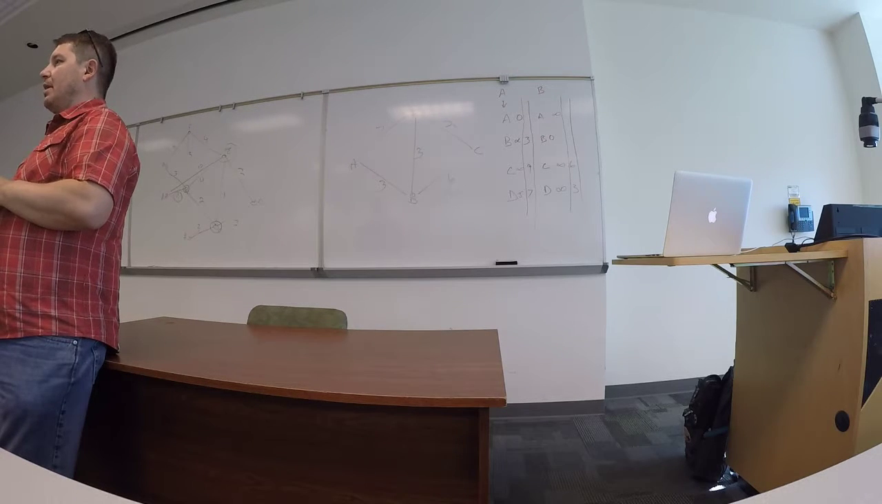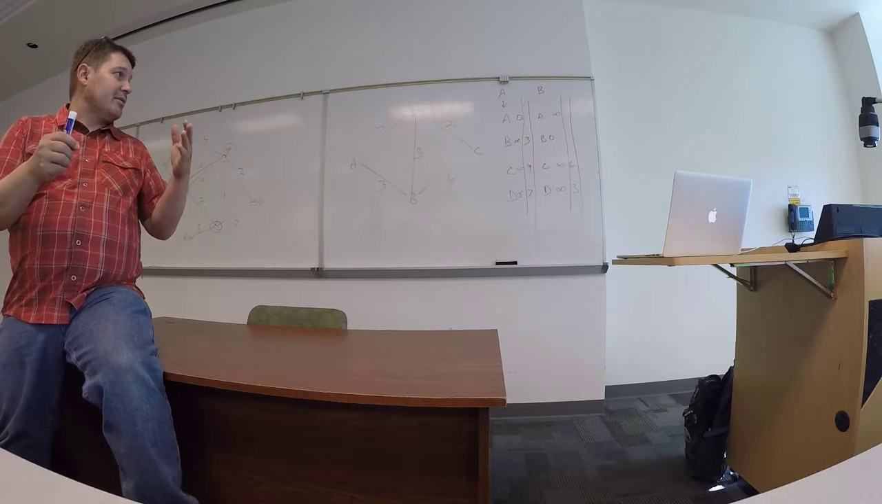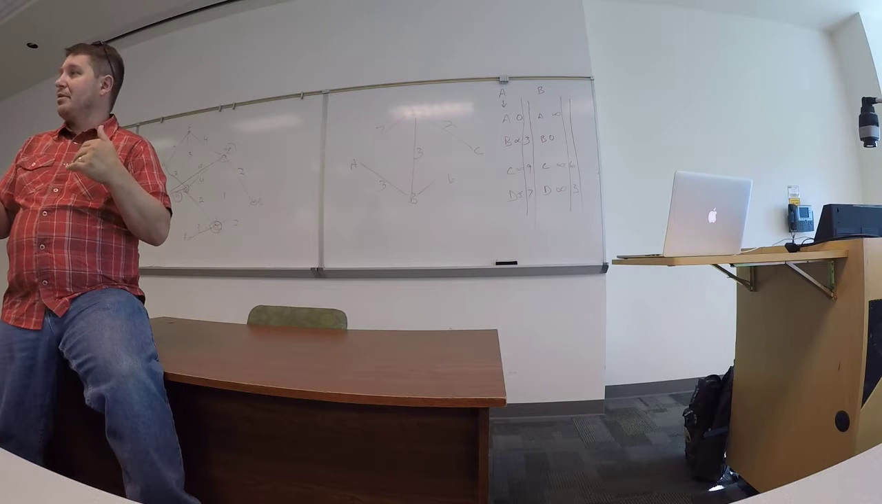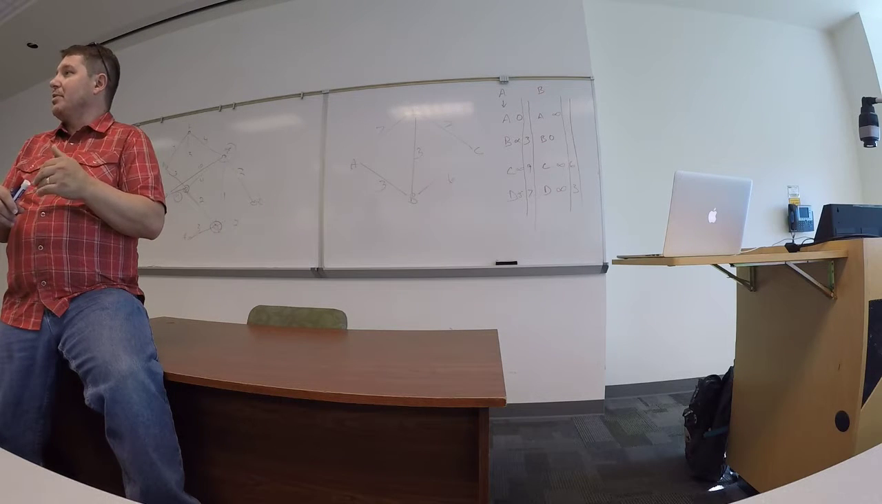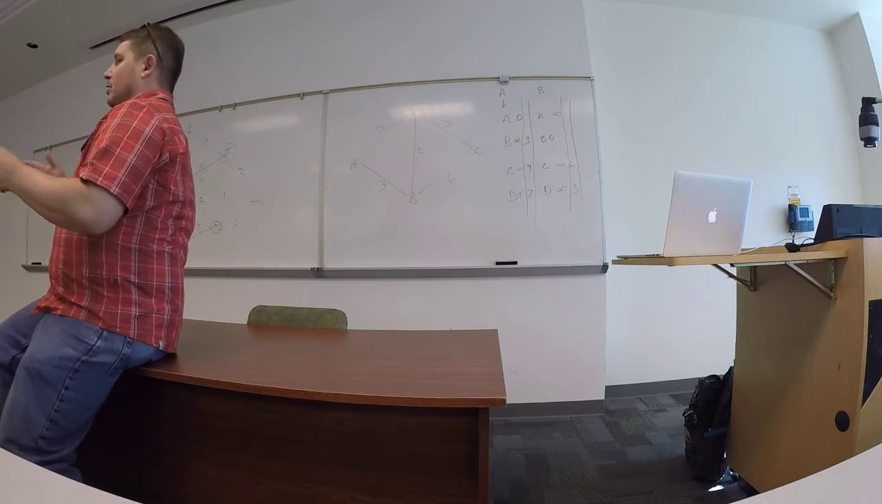So in round 1, A introduces itself to B as itself, right? And the distance to itself is 0. And B's like, okay, well, I have a link with you, and I just add 3 to that, right? And then we eventually converge, right?